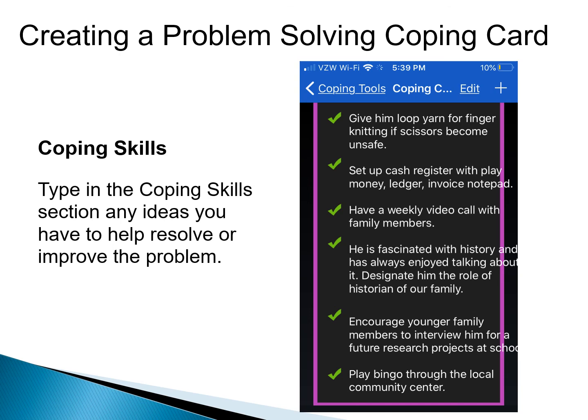Louise can designate Charles the role of family historian since he has always been fascinated by history and enjoys talking about it. She can ask family members to interview him for future projects. Louise and Charles can play bingo together at the local community center. For more help with creating coping cards, please talk to your REACH program coach.